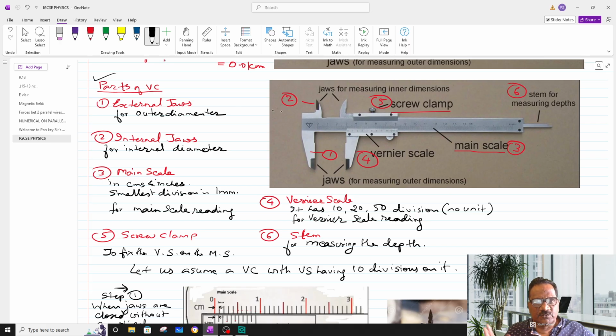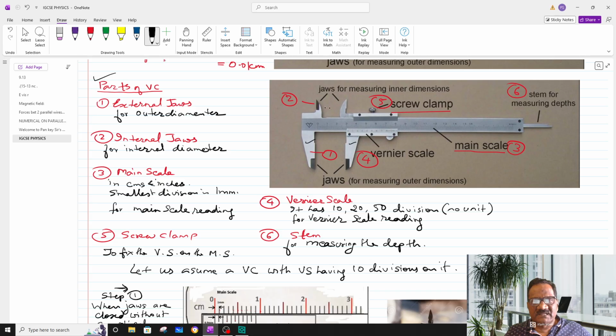So as I showed you the vernier caliper, this is the diagram of a vernier caliper. Now number one is something called external jaws. This is that pair of external jaws, this one and two. These are the two external jaws, right? Now why are these external jaws used? It is used for measuring the outer diameter. So that is one pair of external jaws.